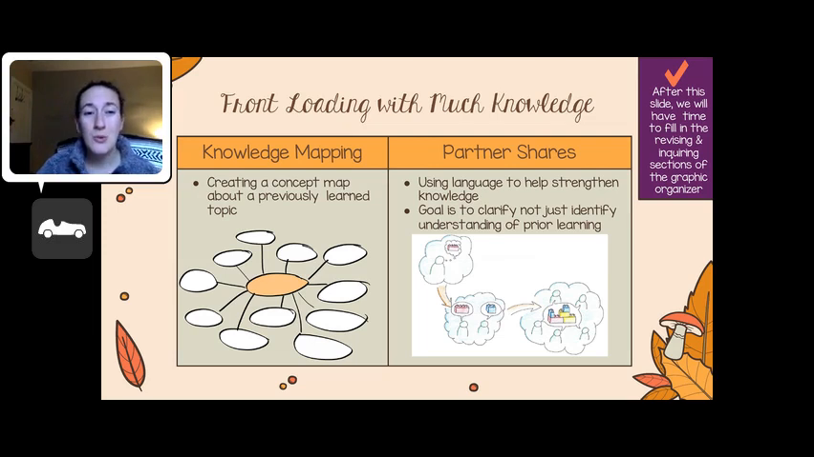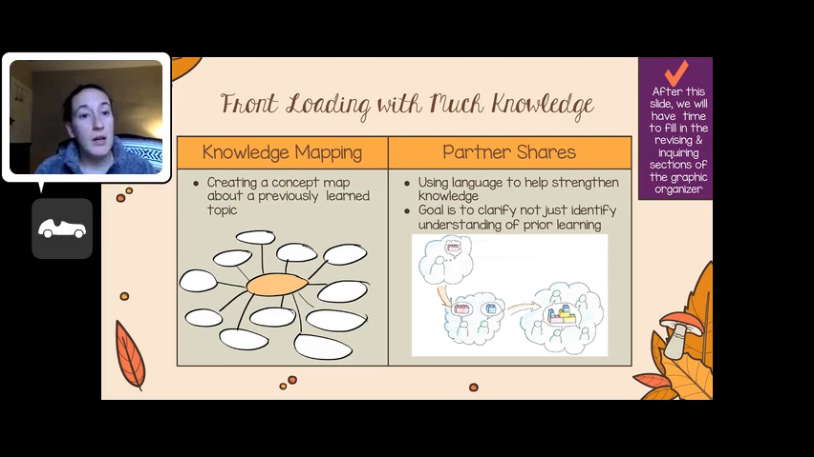So when we're doing partner shares as a reading strategy for front loading, we don't want students to just do surface level talk or identify what they know. We really want students to talk with one another in a clarifying manner, instead of just an identifying manner. So deeply talk about it, get below the surface of the information being presented or shared.